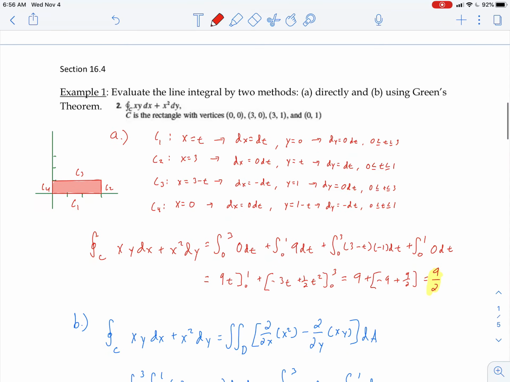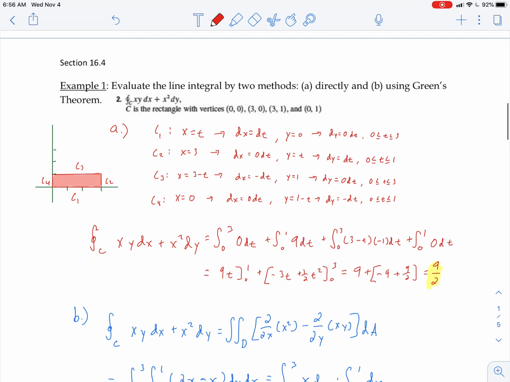Alright, glad you made it to page 2. We are now looking at example 1, where we're going to evaluate the line integral by two methods, either A, directly, or both by directly and using Green's theorem.